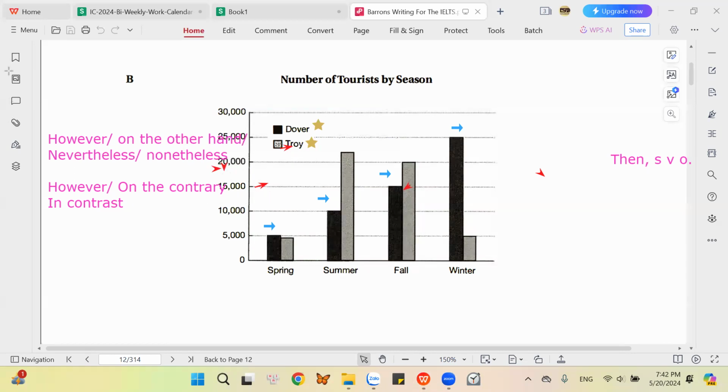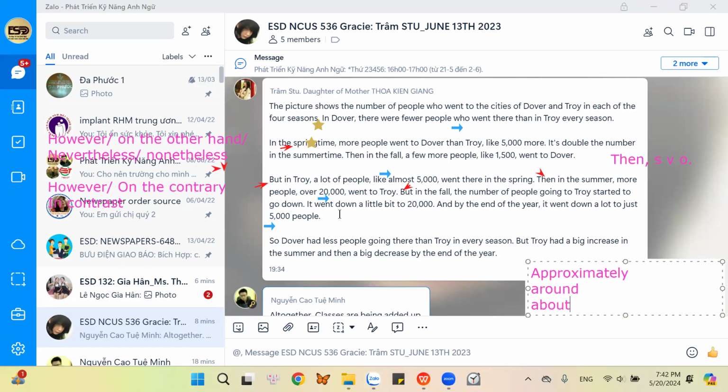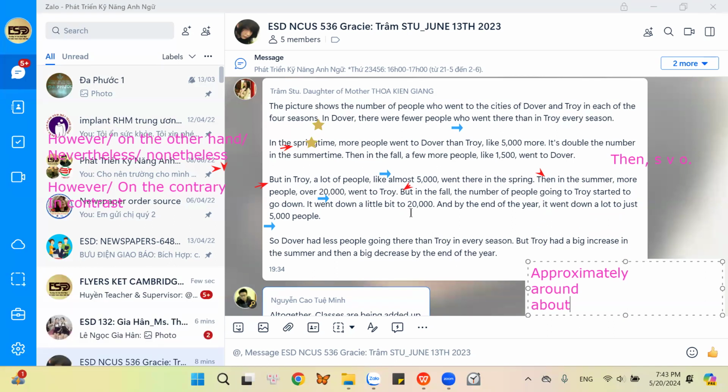So when you are not sure about this number, please try to use the word like this: approximately, or around, or about 20,000, because we are not sure. We are just guessing the number. So here, it went down a bit to approximately 20,000, or you can say that it started to go down and it reached a bottom of approximately 20,000.